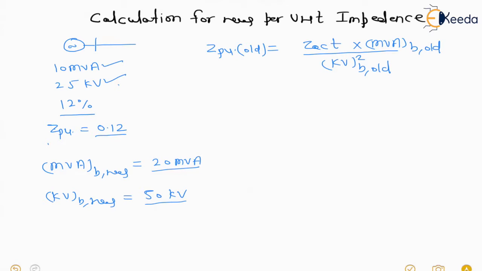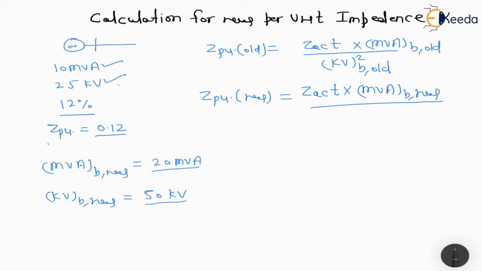If ZPU has been given in old, it means on 10 MVA and 25 kV it was 12%, so on old values of MVAB and KVB the per unit value is ZPU old. Now if we change the base power and base voltage, the per unit value will change. So ZPU new will be Z actual, which is the same, into MVAB new upon KVB new square. Let us say this is equation number 1 and this is equation number 2.